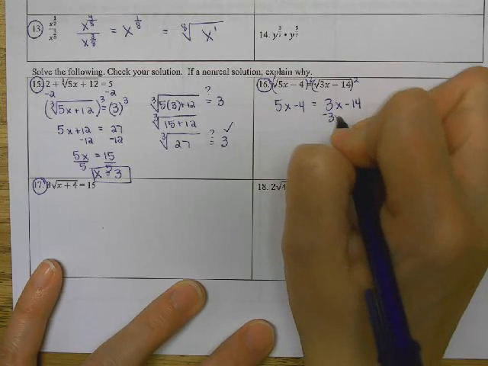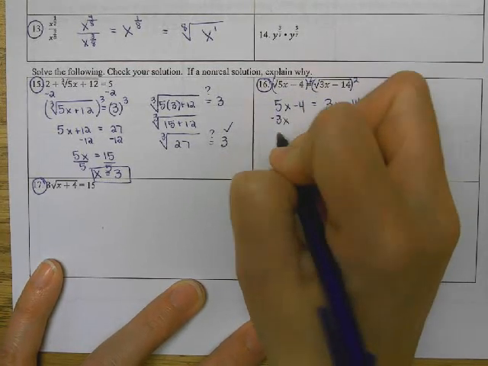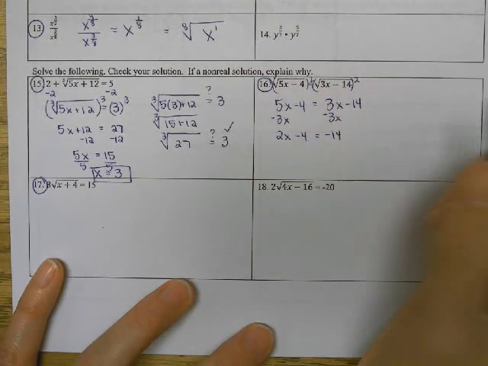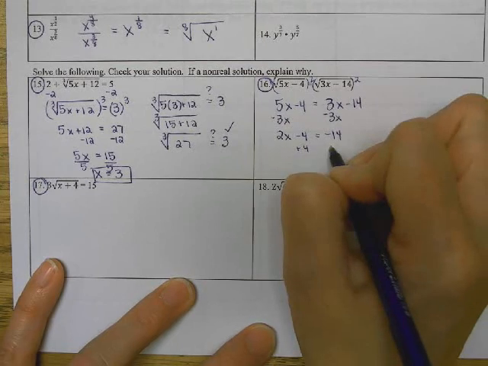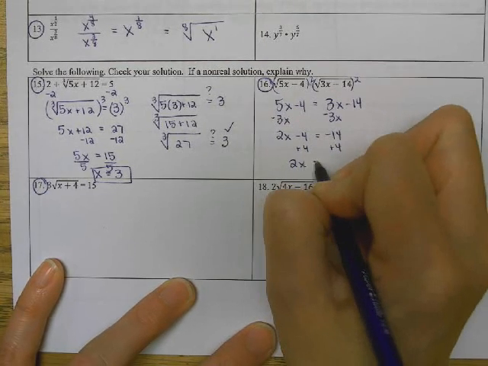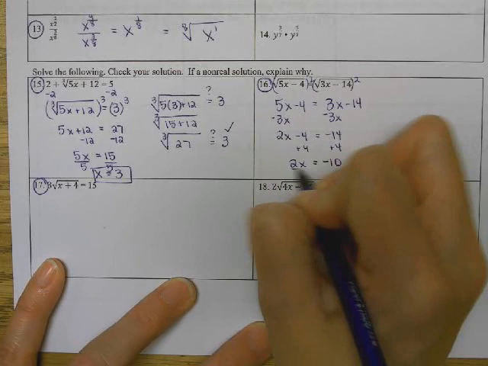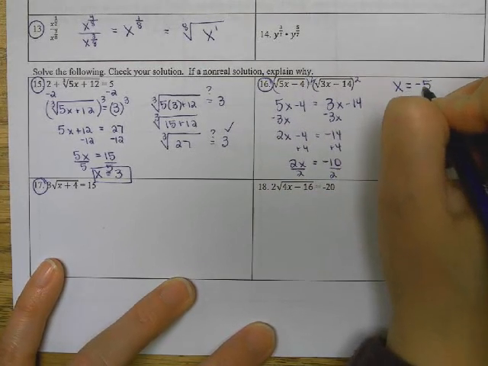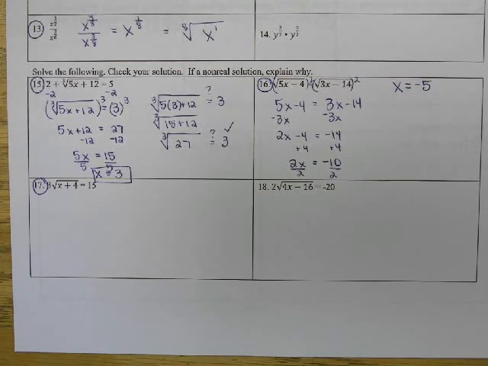So I'm going to go ahead and subtract the 3x. So 2x minus 4 equals negative 14. Add 4. So 2x equals negative 10. Divide by 2. So I get x equals negative 5.